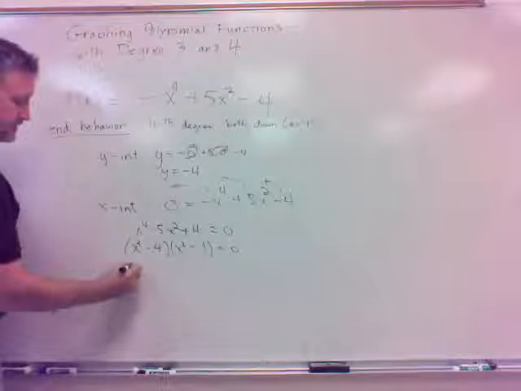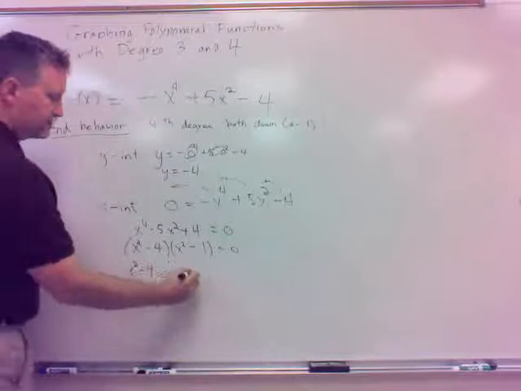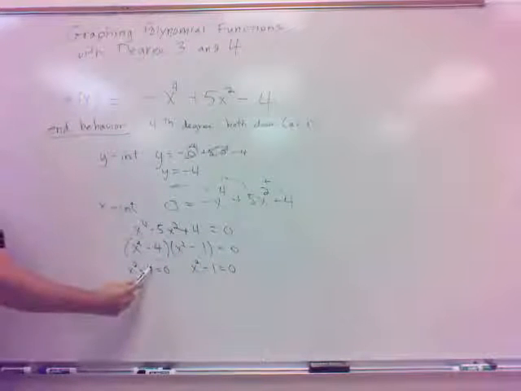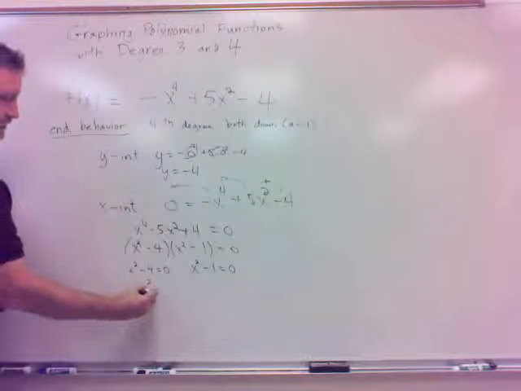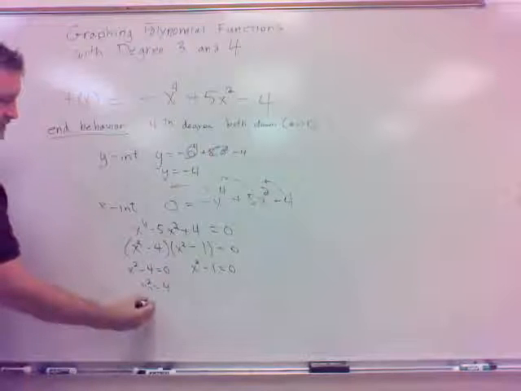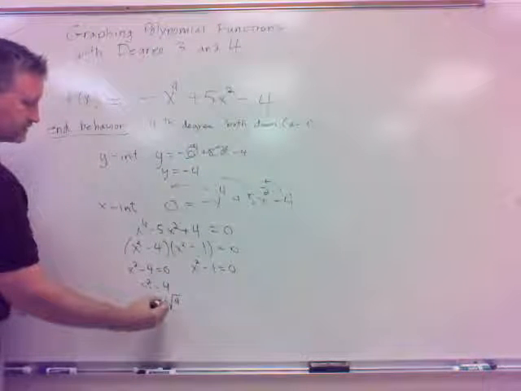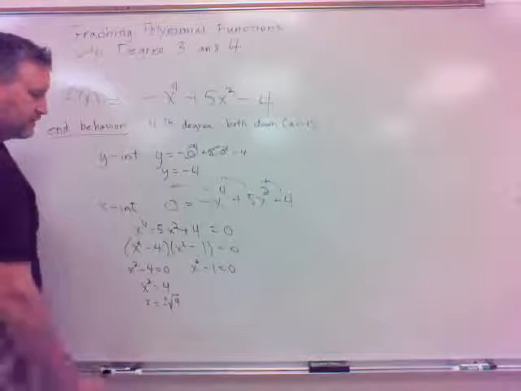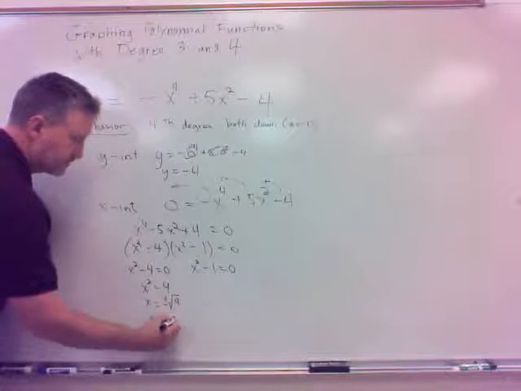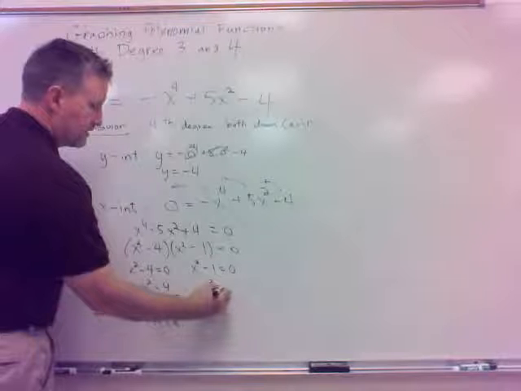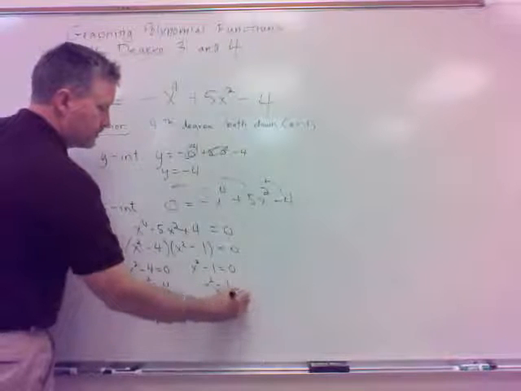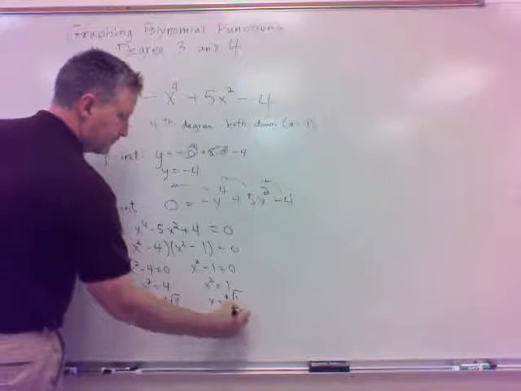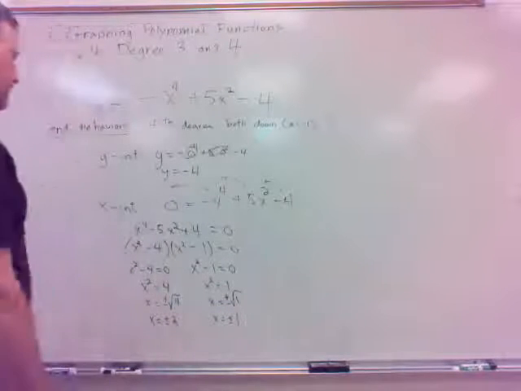Okay, so now let's set those separately equal to 0. This can work out nicely. Square root method used here. If we add 4, then square root both sides, it's going to be plus or minus the square root of 4, which is plus or minus 2. This one, similarly, add 1, square root, plus or minus, so it would be plus or minus 1, wouldn't it?